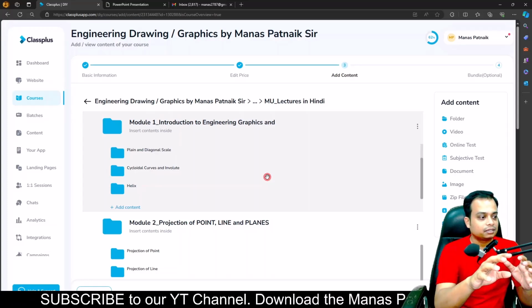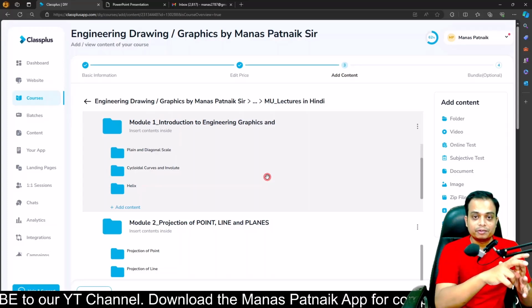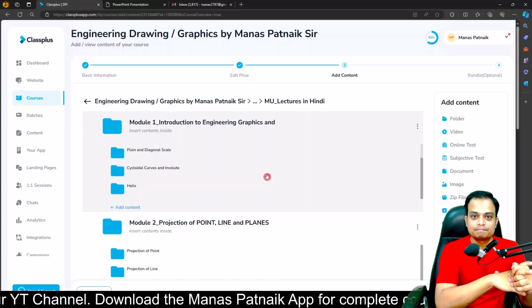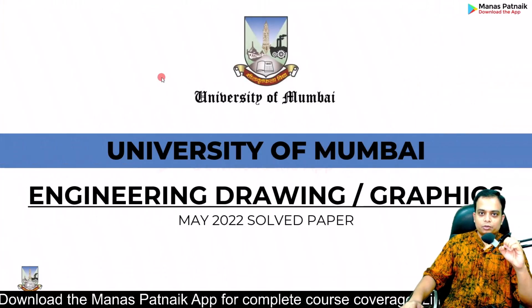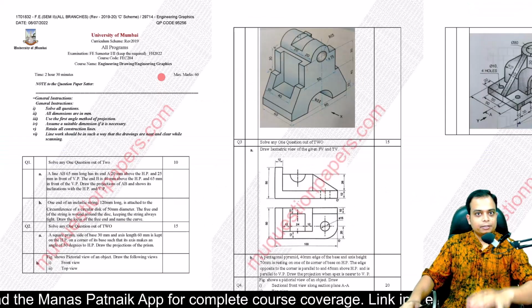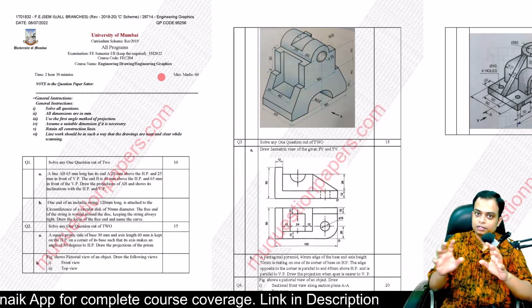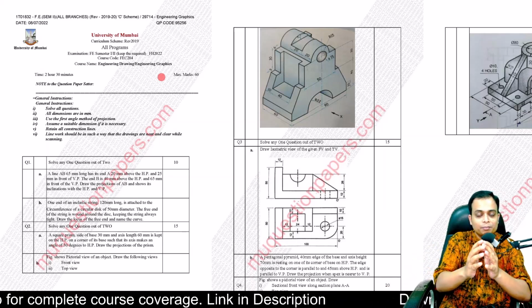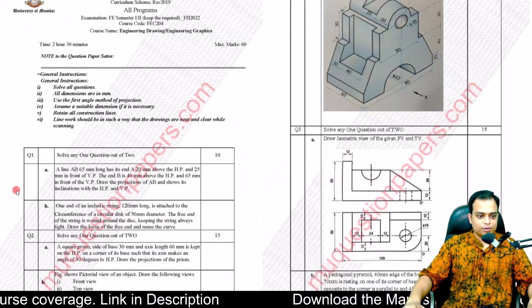So I think we can start with the solution of Mumbai University's engineering graphics paper. And here we go. So the first question in this question paper is from the chapter projection of lines. And we are going to always read the question twice. First, to take a feel of the problem description, and then we are going to extract data the second time we read it. Here we go.